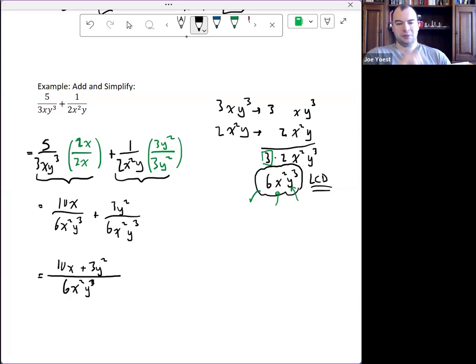Now I look at my numerator, 10x plus 3y squared. Do I have any like terms that combine together? Does anything simplify there? Can I factor anything? No, I don't have a greatest common factor. My numbers 10 and 3 don't share a common factor. My variable components, the x and the y squared, don't share a common factor either. And 10x plus 3y squared are unlike terms. So this is really the best that I can do.